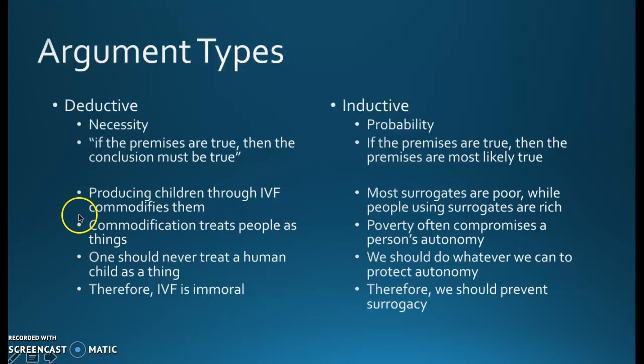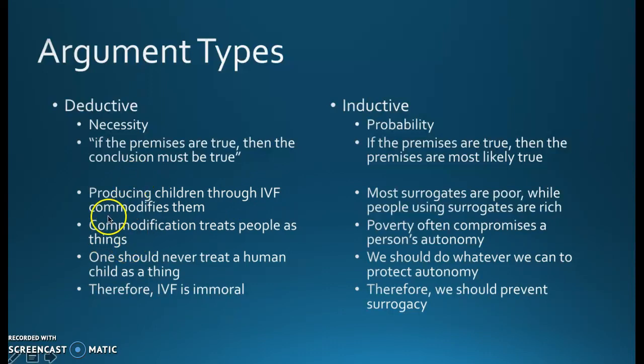Hopefully you can see that if these premises are true, then this conclusion must be true as well. Now notice that this is a moral argument. So we have several claims here, one of which is a moral claim: one should never treat a human child as a thing. And then these two, this one is obviously a statement of fact. And then this one also becomes a moral claim as well.